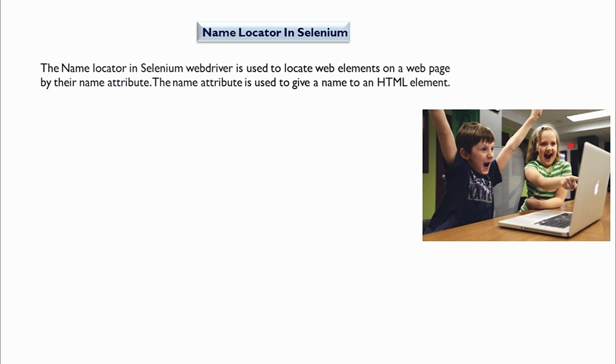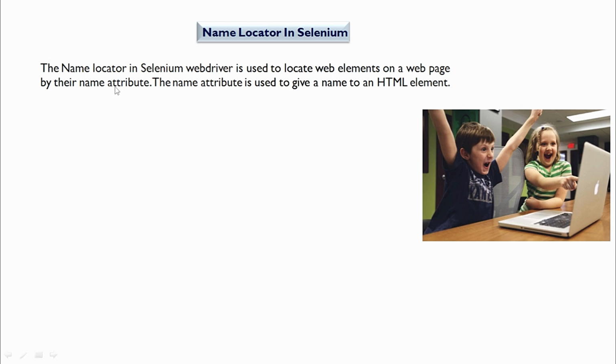So in this lecture we will discuss the name locators in the Selenium WebDriver. We have understood the ID locators in the Selenium WebDriver. Now next is the name locator in the Selenium WebDriver. The name locator basically is used to locate a web element on a web page with its name attribute. If you don't find the ID attribute, then you can search with the name attribute.